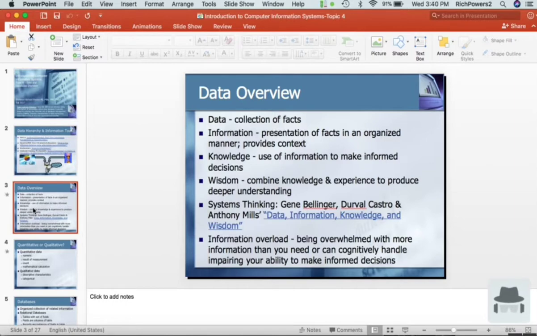And then at the top of the pyramid we have wisdom. So this wisdom is, once again, a smaller percentage of either data or information or knowledge. It combines knowledge and experience to produce deeper understanding.